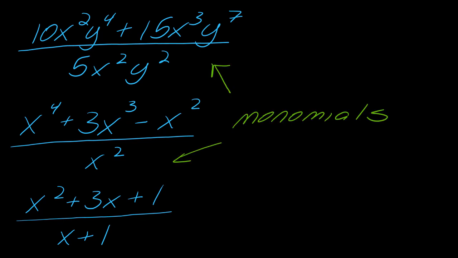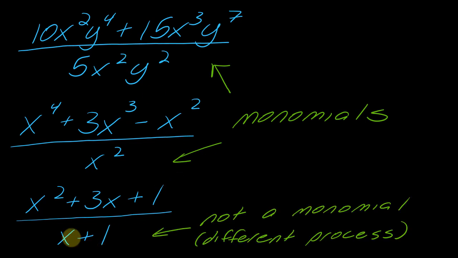So I want you just to notice the denominators here. This is a monomial, this is a monomial. So this is what I mean by monomials. This video is all about dividing by monomials, but this here is not a monomial. This is a binomial. This has two terms. So if you have a monomial, you use one process. If you have anything that is not a monomial, then you use a different process. And that's what I talk about in part 2.